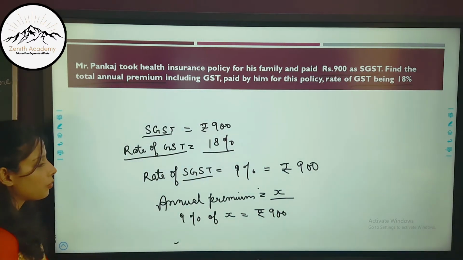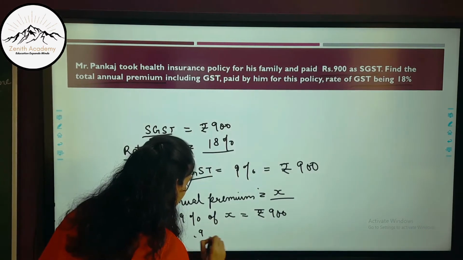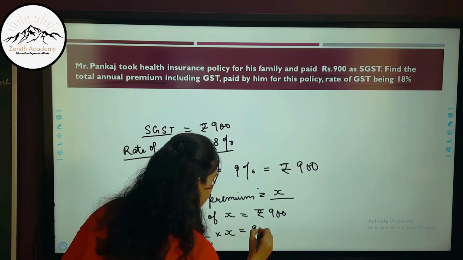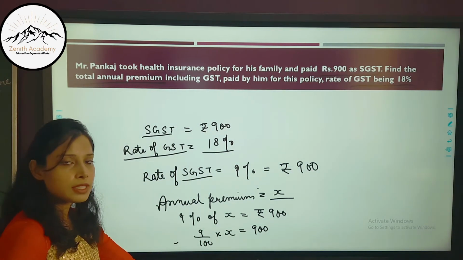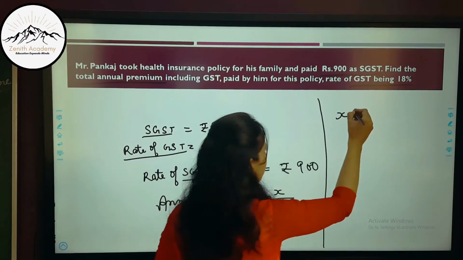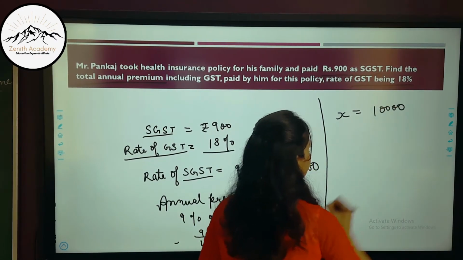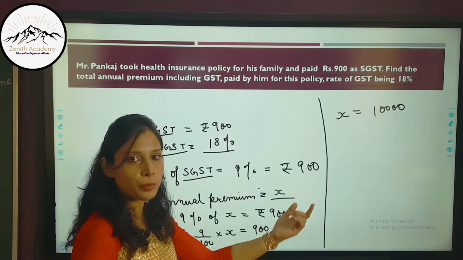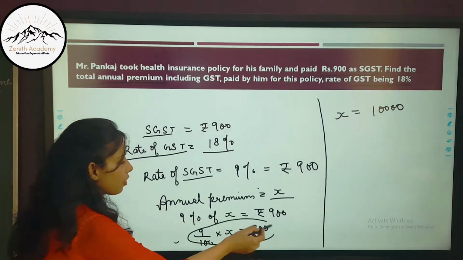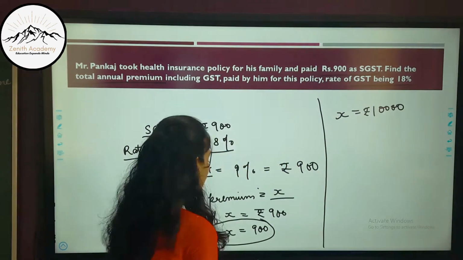So, what will be the value of X? Now we can find it from this equation. 9 divided by 100 into X is equal to 900. It's easy for us to solve this algebraic equation. So, what will be our X? After solving this equation, we'll get X is equal to rupees 10,000.